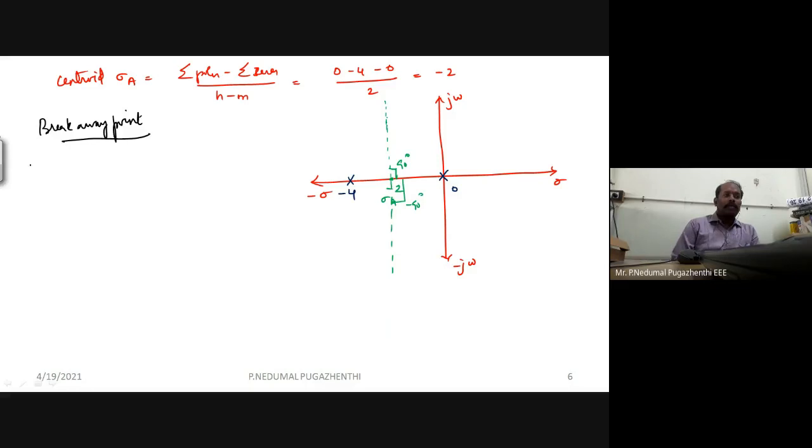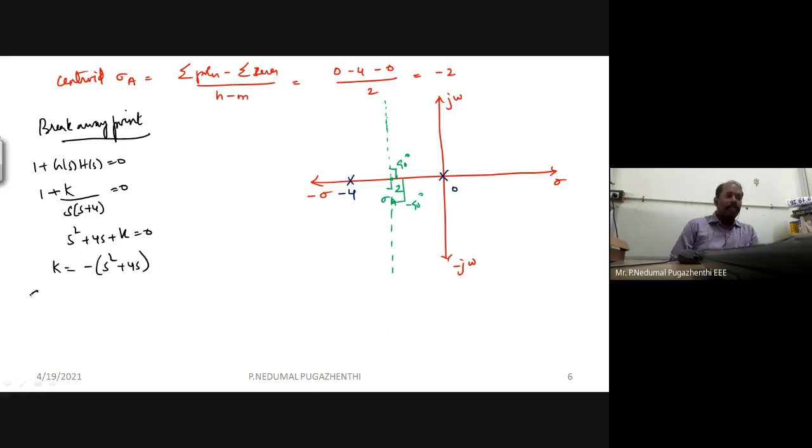So what is the formula? You have to find it from 1 plus G(s)H(s) is equal to 0. So 1 plus k divided by s into s plus 4 is equal to 0. So I will have s squared plus 4s plus k is equal to 0. So k is equal to minus of s squared plus 4s.